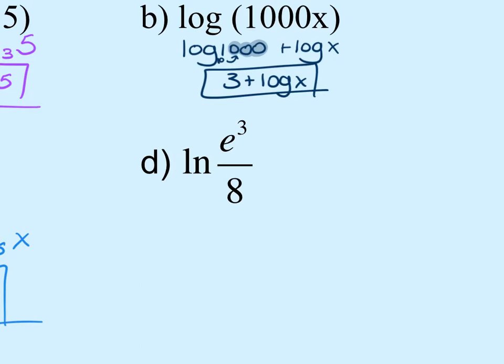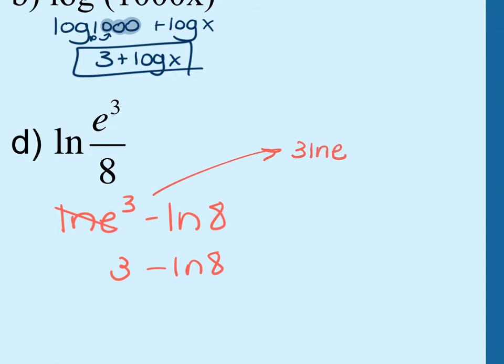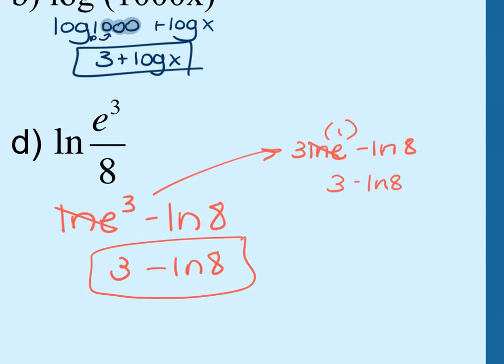D. ln's still a log, so all the properties still apply, right? This becomes subtraction first. ln of e to the third minus ln of 8. Then what? We can simplify ln and e. So what does ln of e to the third become? 3. So this can be done this way, or the 3 bumps to the front. ln of e becomes 1. Still the same answer. So whichever way your brain sees it, go with it as long as it gives you the right answer.